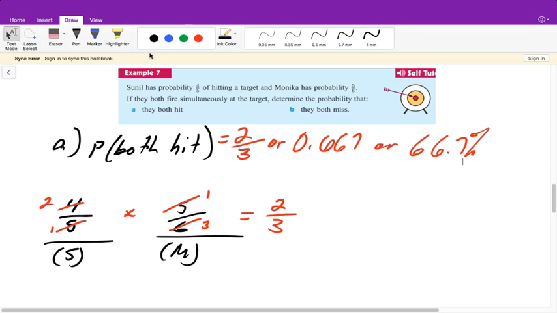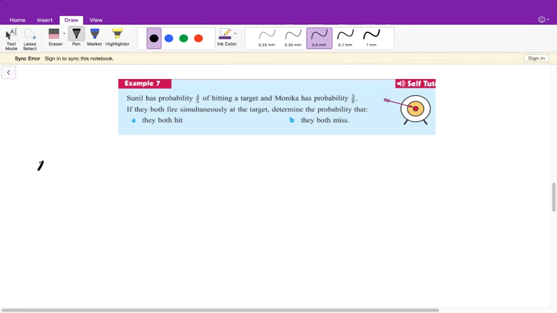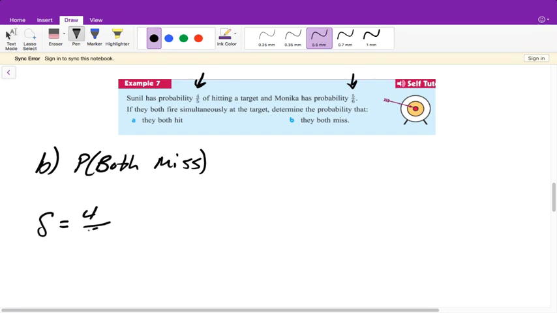All right, now for B, the probability that they both miss. I'm going to just do this one right here. So B, the probability that they both miss. Well, we have to think about something else real quick. This is telling us the probability of them hitting the target. So I know the probability of Sunil hitting her target is 4 out of 5. Well, if she's not hitting her target, we know she's missing. And remember, that means we are finding the complement of it. And to find the complement, we will do 1 minus 4 over 5, or 1 over 5.